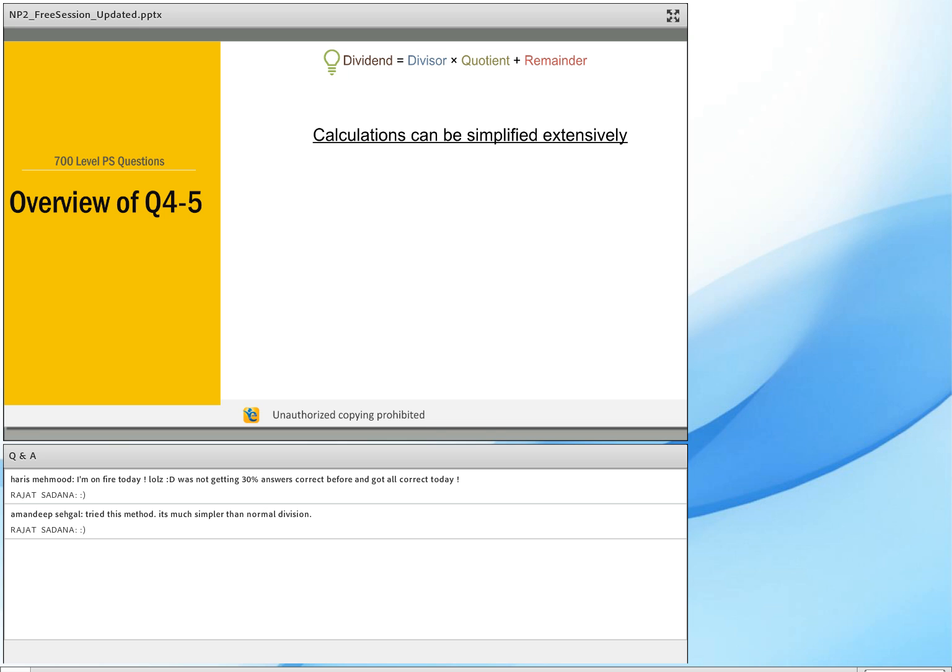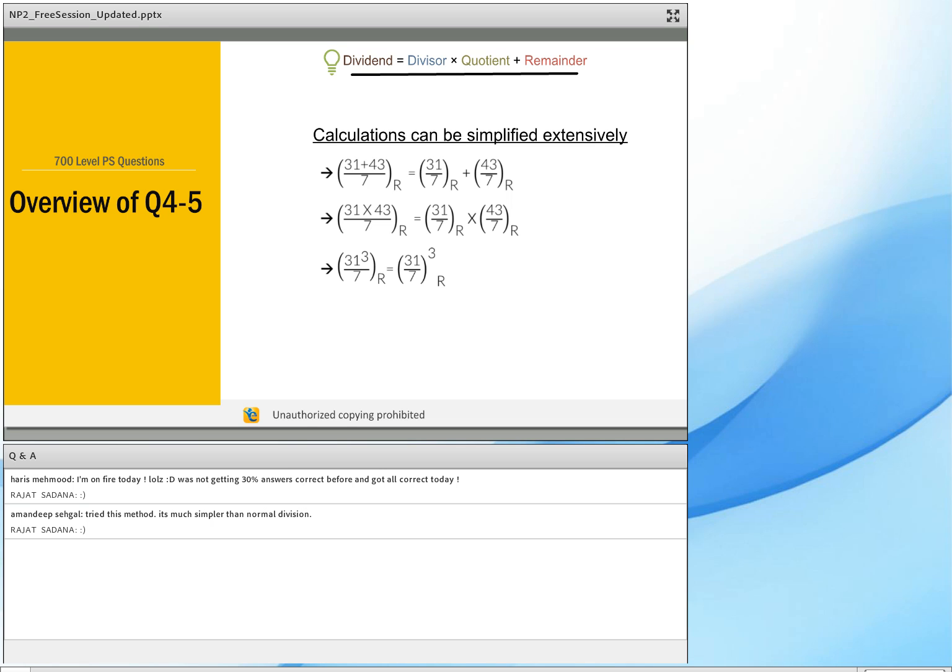We use the same formula. Throughout this entire session, we're going to use the same formula, which is dividend is divisor times quotient plus remainder. And we're going to use that as a foundation to solve the most challenging questions. And over here, what we said was, if you have sum of two numbers, their individual remainders can be added. If you have product of two numbers, their individual remainders can be multiplied. And we use that on scary looking numbers overall.